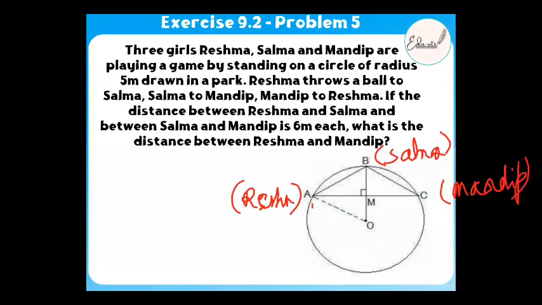So what is the radius of the circle? AO is 5 meter, right? They have given it. Then Reshma throws a ball to Salma, Mandeep to Reshma. Then if the distance between Reshma and Salma is 6 meter, this is 6 meter, okay? Then what is the distance between Reshma and Mandeep?